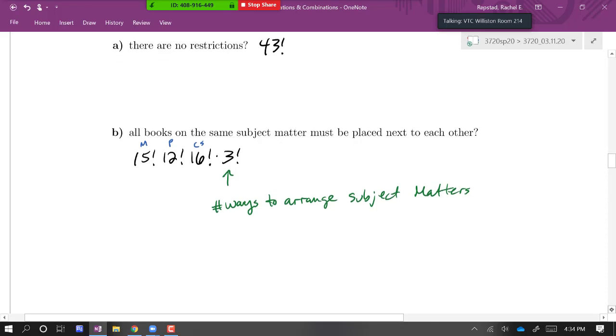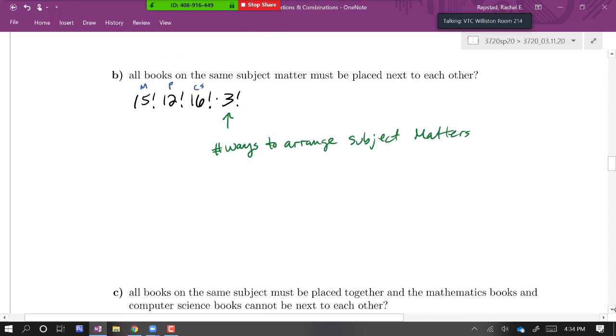Now, one slightly different question in C versus B. All books on the same subject are placed next to each other, so same deal there. And then the computer science and the math books can't be next to each other for reasons.